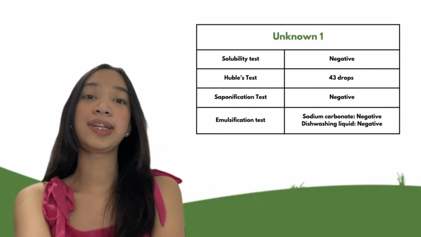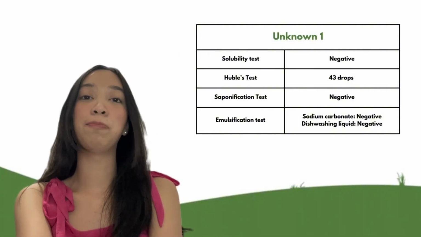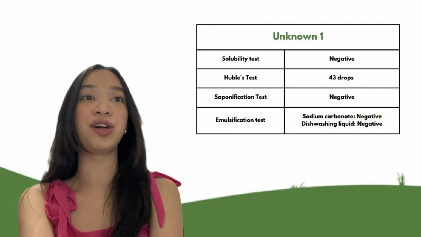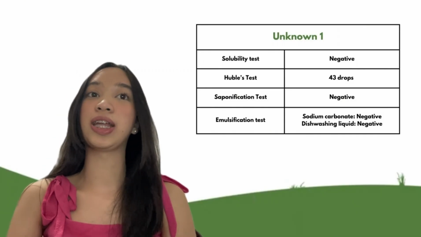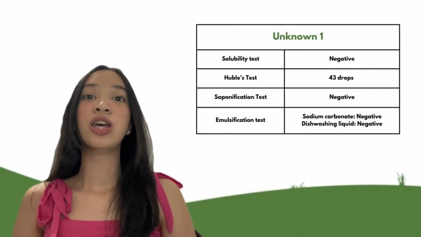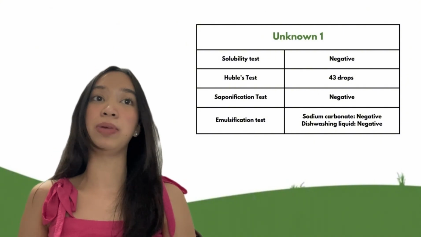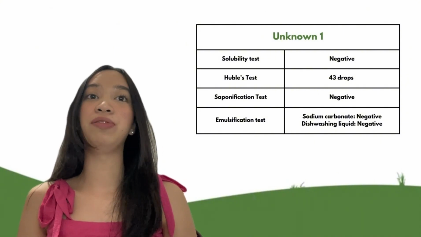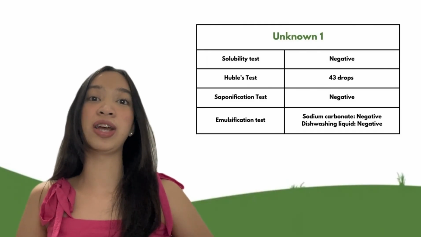Moving on to the next sample, which is the unknown one. At the solubility test, the sample was insoluble in organic solvents, suggesting that it is polar. For Ubel's test, it indicates that it is an unsaturated fatty acid since it took 43 drops before the color turned pink. Meanwhile, for the saponification test, it tested negative, ruling out the presence of esters.